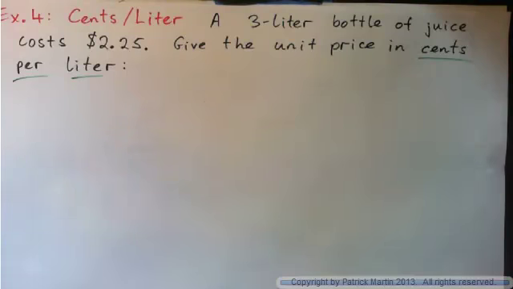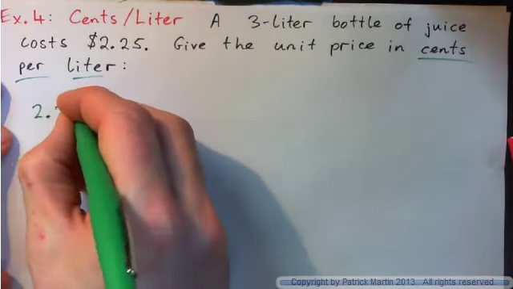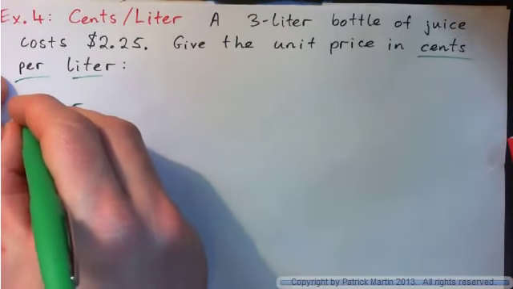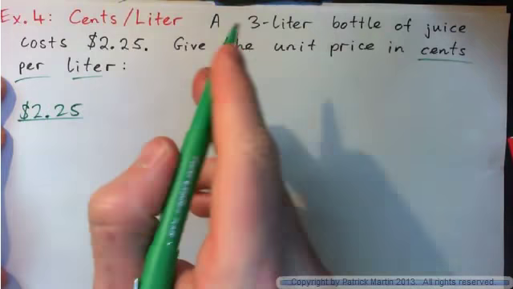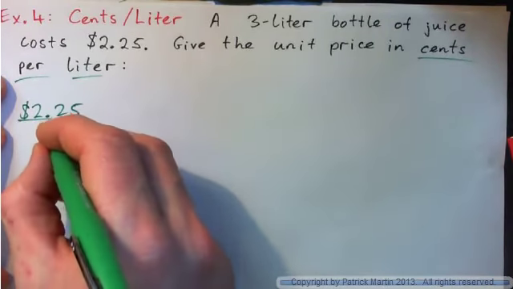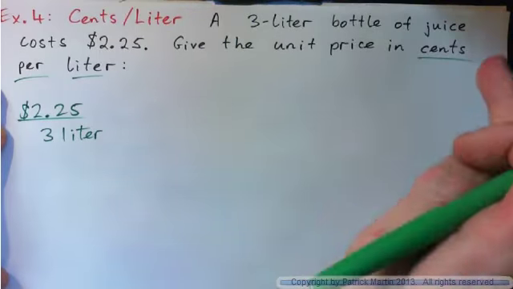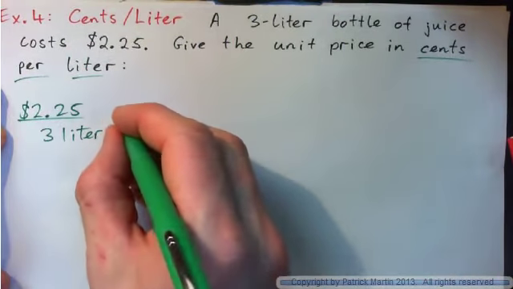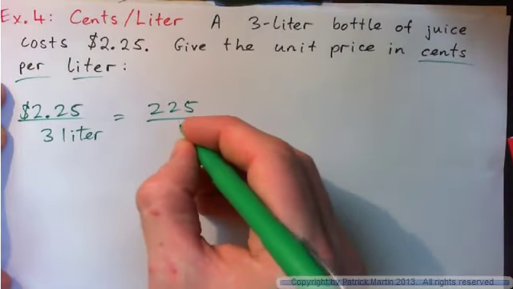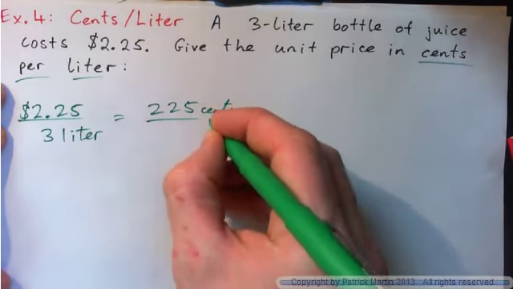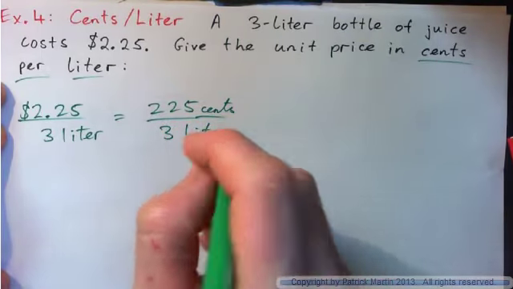Should we put the $2.25? I guess that's in dollars. Over the liters, 3 liters, right? Because it's cents per liter, or cents divided by liters. Yeah, I guess we should turn that into cents. That's 225 cents over 3 liters, right? Because we want it in cents per liter, not dollars per liter.